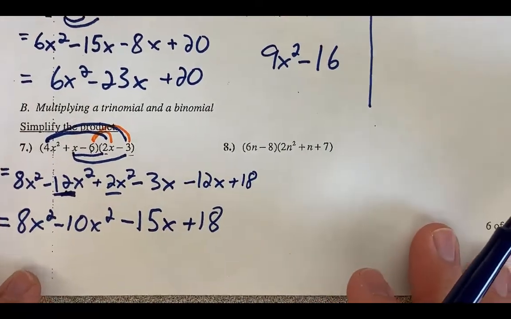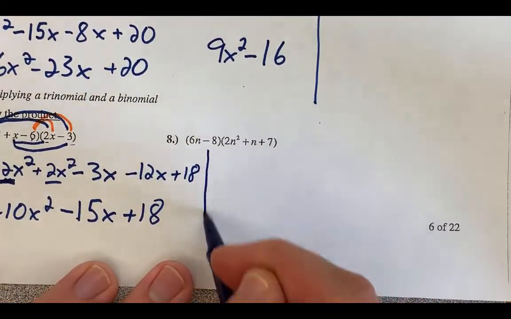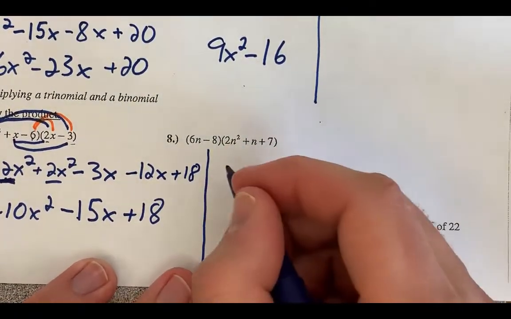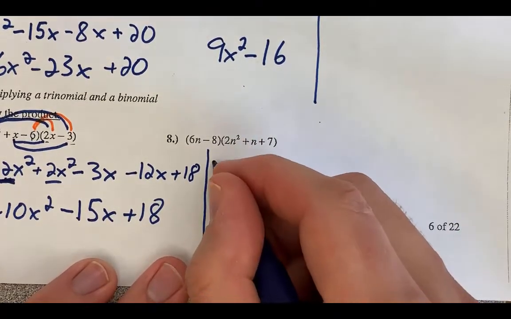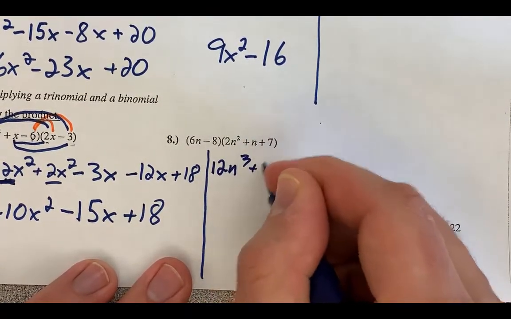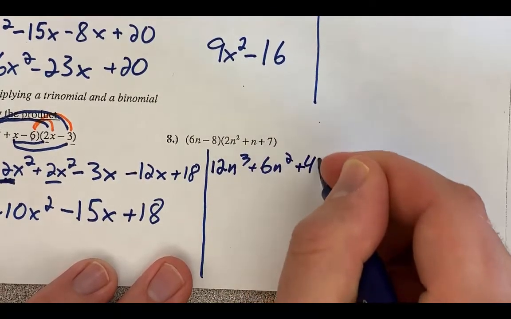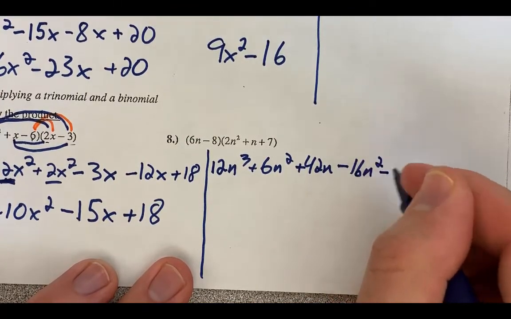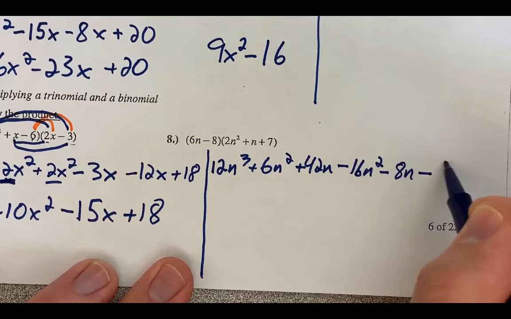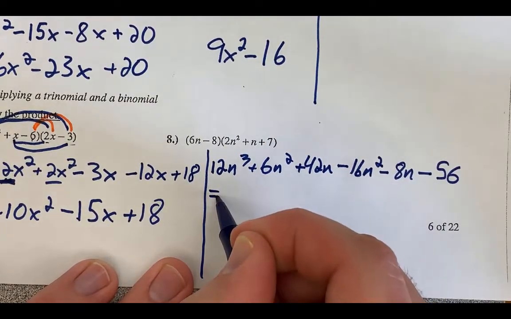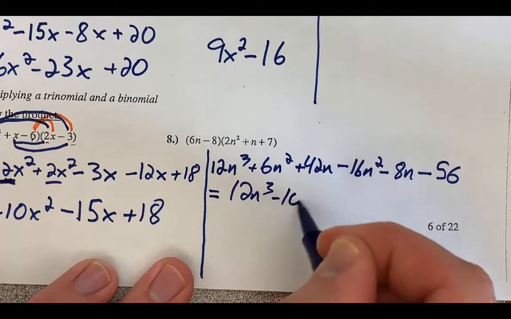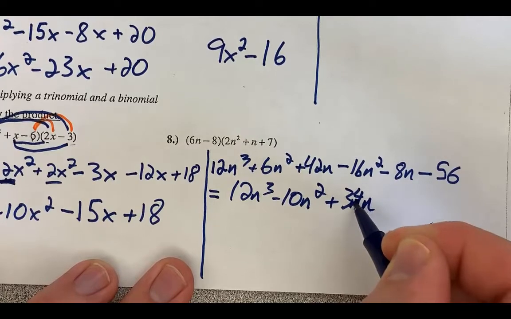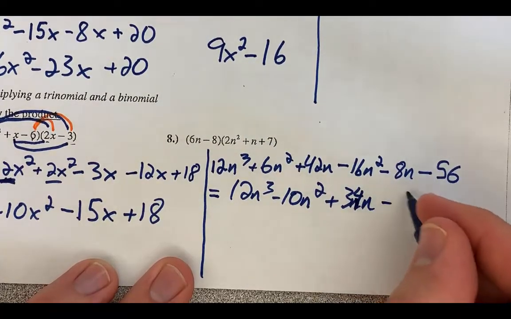You should go ahead and pause now and try number 8. Hopefully you paused. All right, here's the answer for number 8. It should be, and I guess I'll write out all the terms here so you don't get confused. 12n cubed plus 6n squared plus 42n minus 16n squared minus 8n minus 56, and that simplifies to 12n cubed minus 10n squared plus 34n minus 56. Sorry, that's pretty ugly.